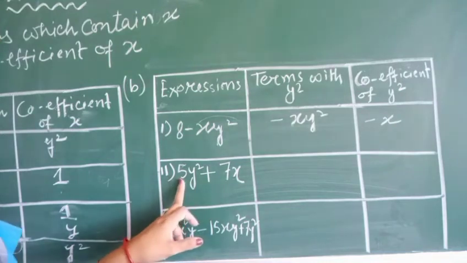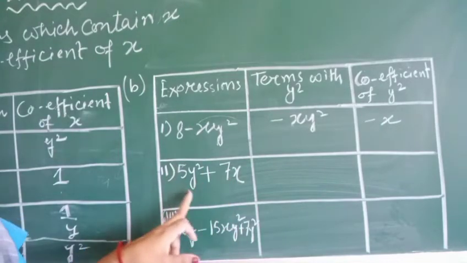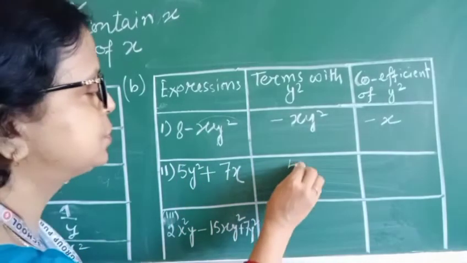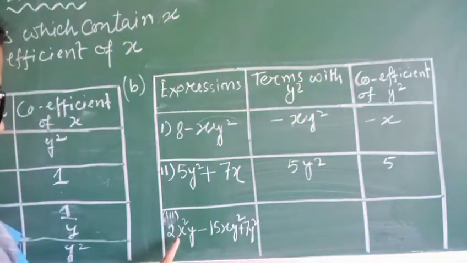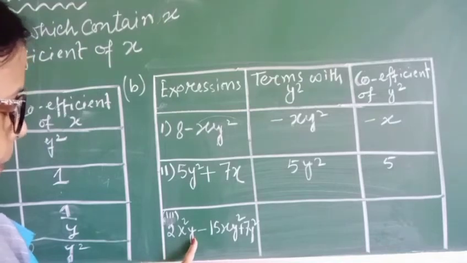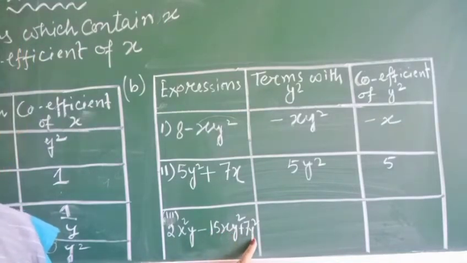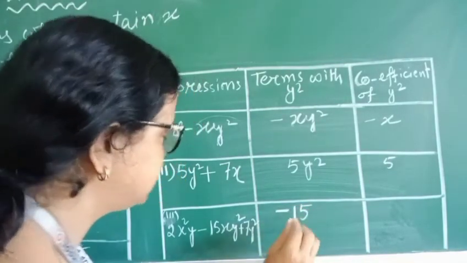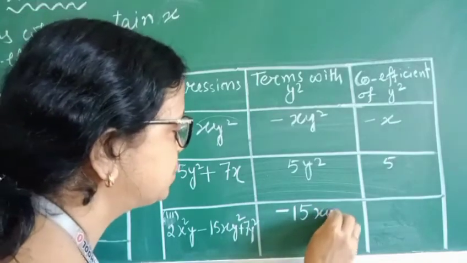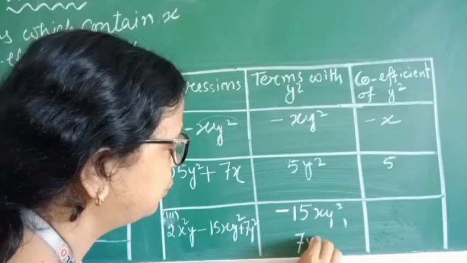Next, question number 2. 5y square plus 7x. Yes, very clearly, which term is containing y square? 5y square. Now, the coefficient of y square is 5. Next, 2x square y minus 15xy square plus 7y square. So two terms we can find here, minus 15xy square, and another is plus 7y square.